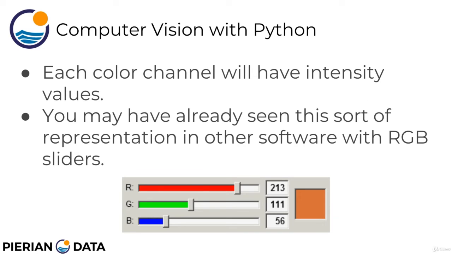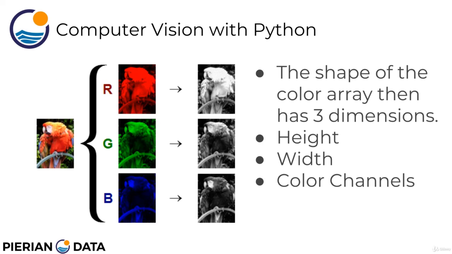So each color channel will have intensity values. And you may have already seen this sort of representation in other software with RGB sliders. In fact, you can just Google RGB slider to play around with these sorts of values. Here you can play around with the values of red, green, and blue to produce different colors, with values from 0 to 255. So what does that actually mean when you read in a color image with Python and a computer in general? When you read in an image, it's actually going to have 3 dimensions: a height dimension, a width dimension, and then 3 dimensions for these color channels, red, green, and blue.